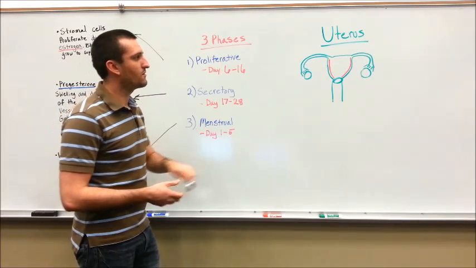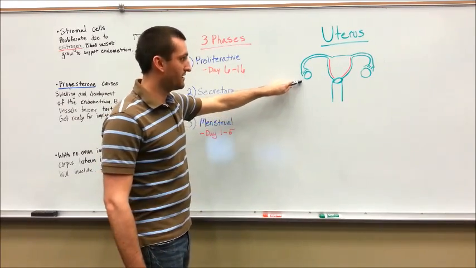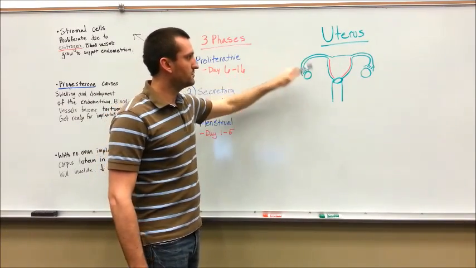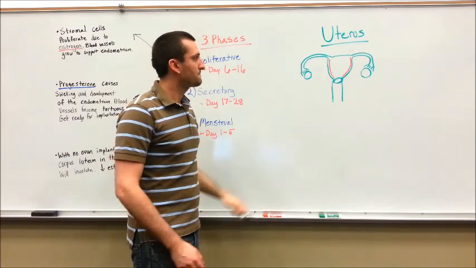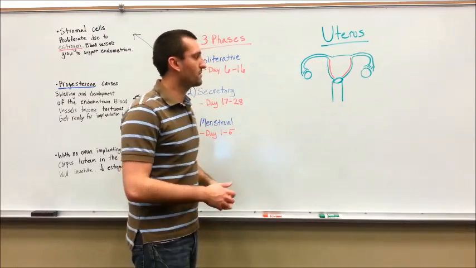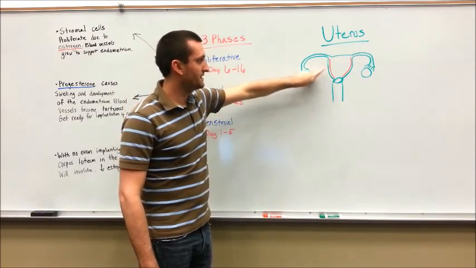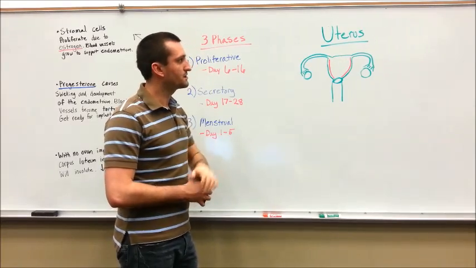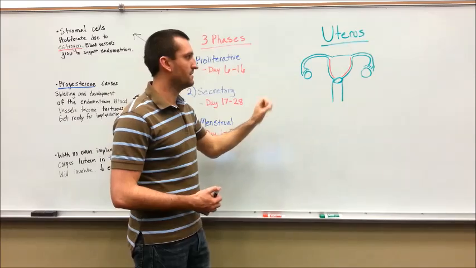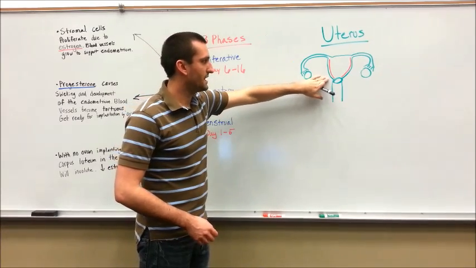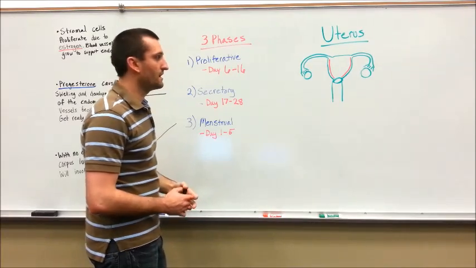To begin, I'm going to go over the basic anatomy of the uterus. In this diagram, we have the ovaries, the fallopian tube, the uterus, the cervix, and then the vagina. The uterus, what we're going to be focusing on, has two major layers. The red indicates the endometrium, which is the inside lining, and the green is the myometrium, which is the muscle. But for today's lecture, we're going to be focusing on the red, the endometrial layer.